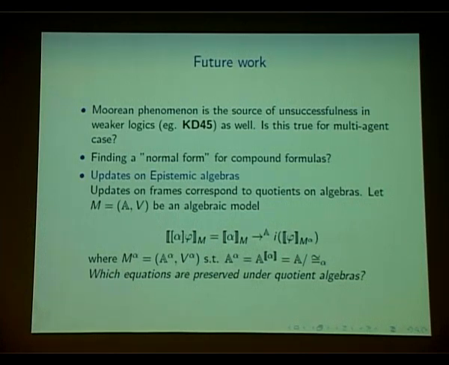And here you say that a formula is successful if it is true in the submodel or the subframe. On the algebraic side, you can have an equivalent notion of success and say that a formula is true or successful if it is true in the quotient algebra. So it will be interesting to see which equations are preserved under quotient algebras to give a characterization. Thanks.